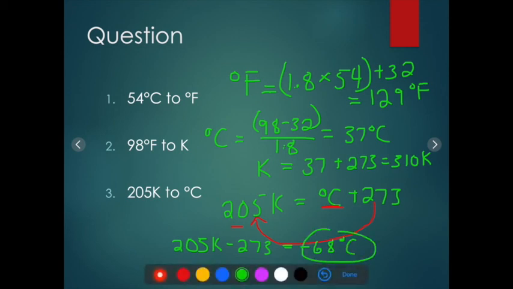Okay, so these equations aren't bad. The hardest thing, I think, is not getting them mixed up. Okay, so you do need to have these memorized. Be sure and practice these.